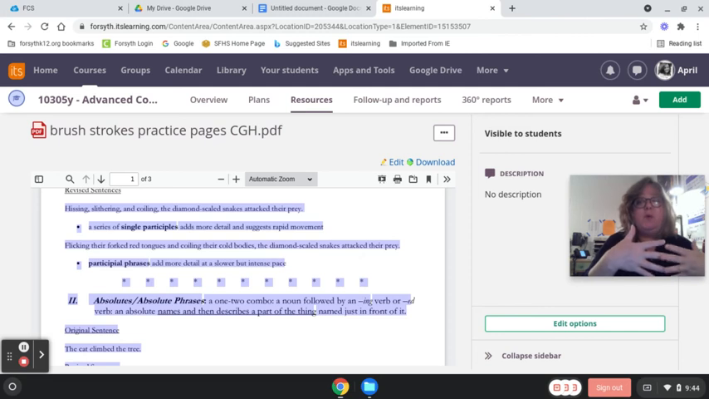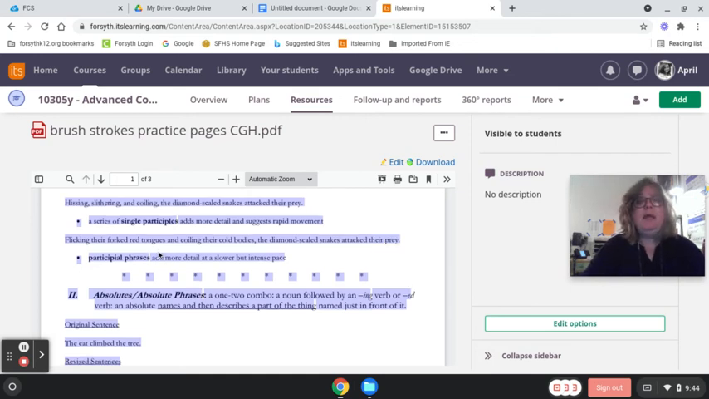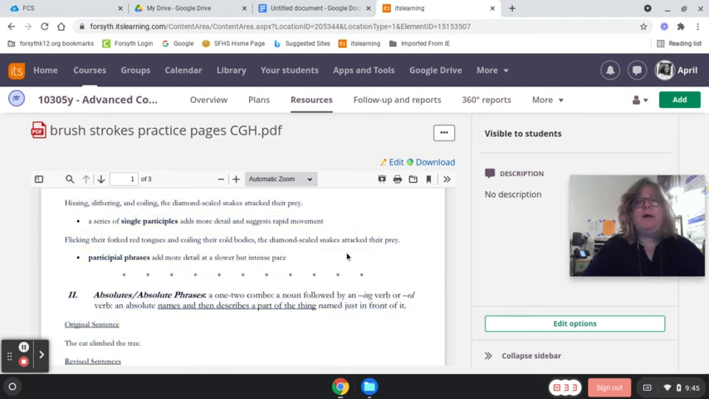So if I use it as a one word, I definitely want to try to use three of them, not just two. And I want to put them together, not disperse them throughout the sentence. Hissing, slithering, and coiling, the diamond-scaled snakes attacked their prey. Now here in the second one, when we've integrated the phrases, you can see this person uses two phrases, not three, and that's fine. You could do that. But if you want to add the third, you're going to add another image.